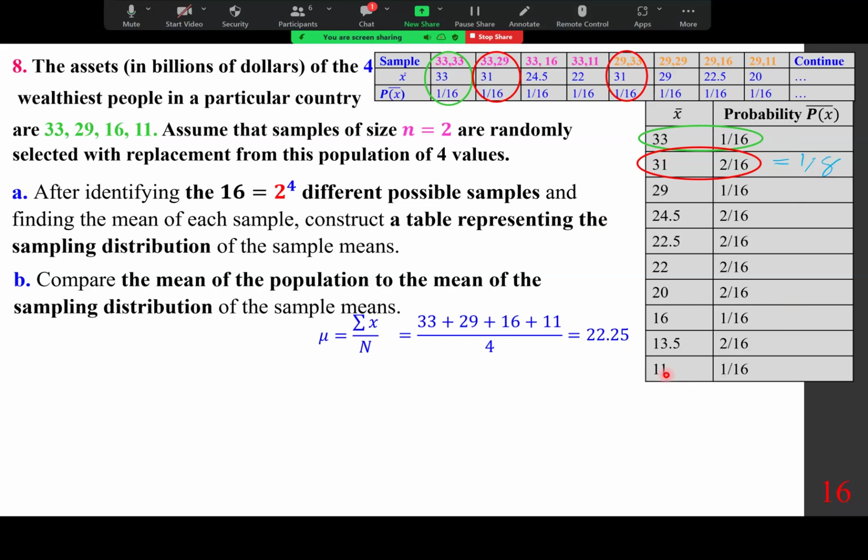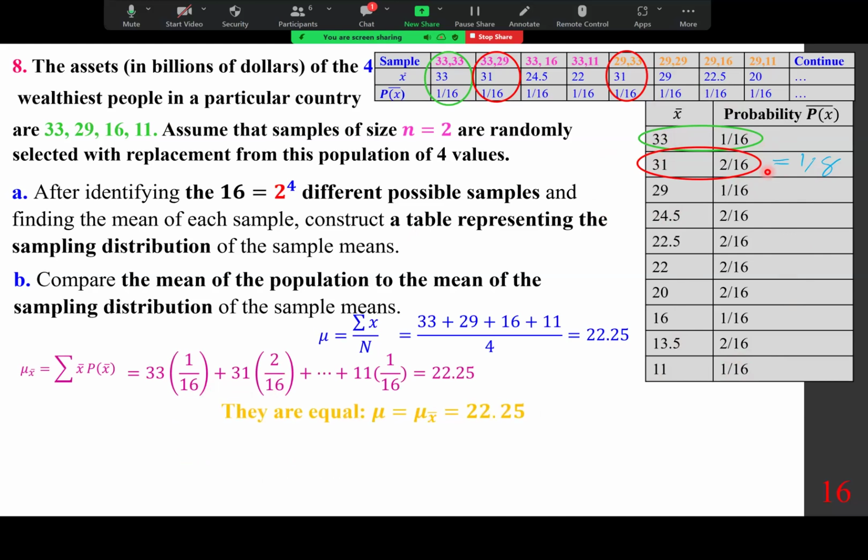As you recall, if you want to calculate the average here, it is the summation of X bar P of X bar, just like the summation of X P of X. So multiply these two numbers, these two numbers, these two numbers all the way to the end and add them up. So 33 times 1 over 16, 31 times 2 over 16, all the way to the end. Again, on purpose, I'm keeping it as 2 over 16. So the answer is 22.25.